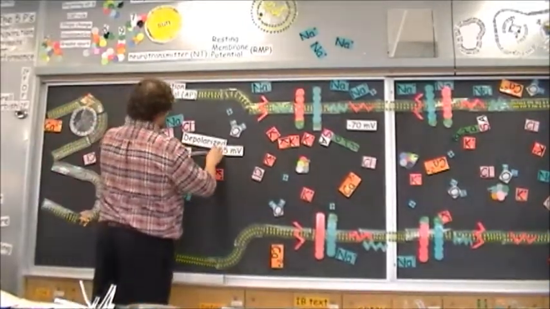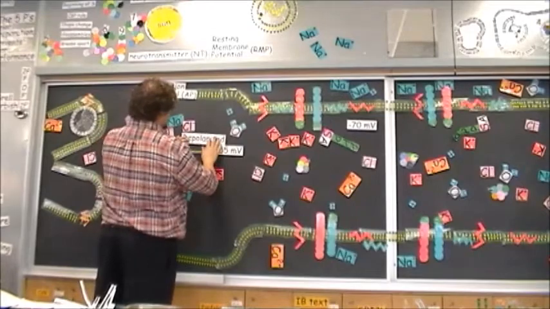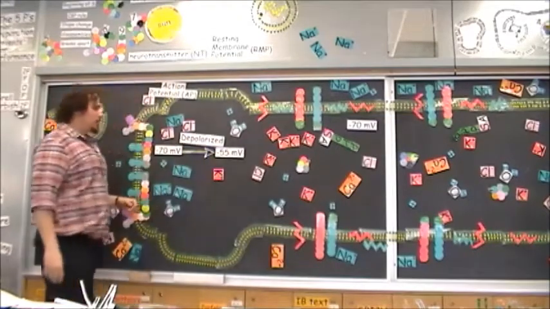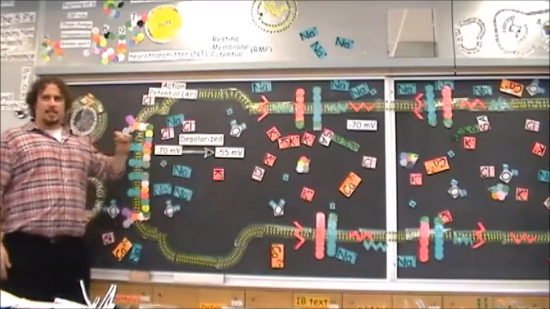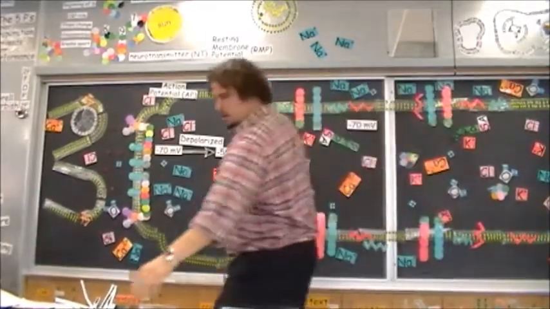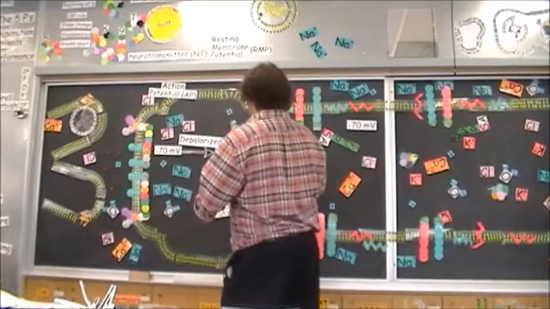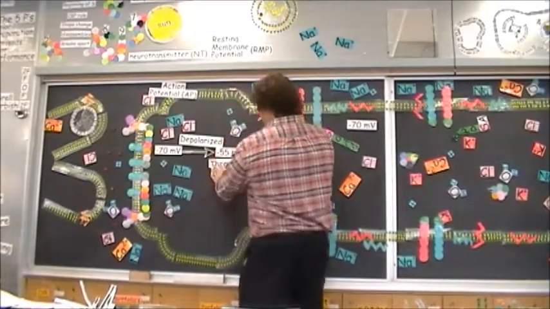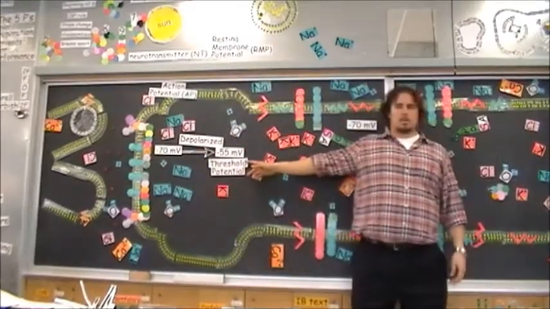So it goes from roughly negative 70 millivolts to negative 55 millivolts. Now, it doesn't always reach negative 55 millivolts. Negative 55 millivolts is your threshold potential.